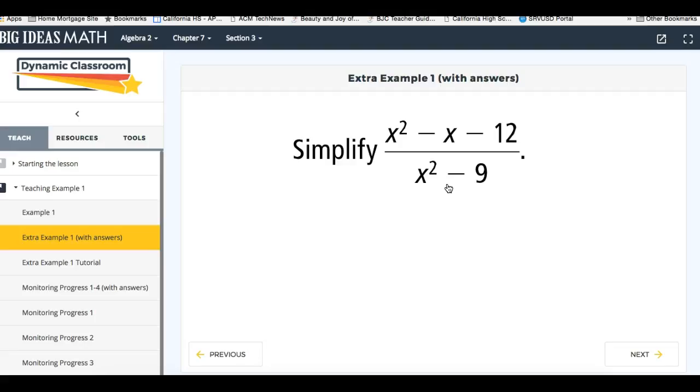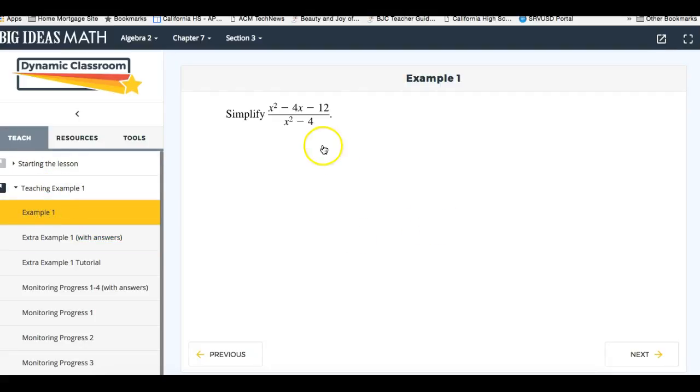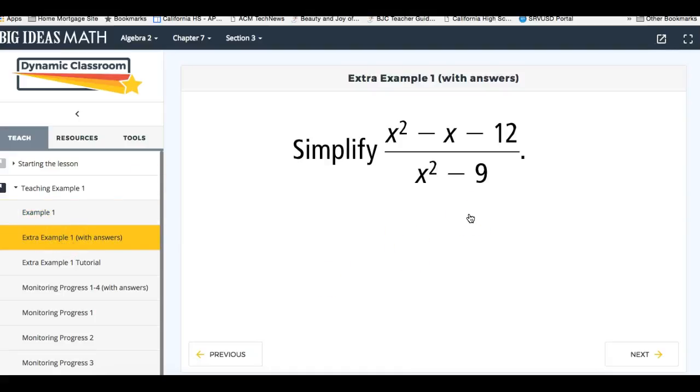If it's not obvious from your answer, make sure you write it down, just like we did in the first example. Just like we had to write down that x can't equal negative 2, make sure you write down any values that are not obvious. Okay, that's going to be your first one that you're going to work on right now.